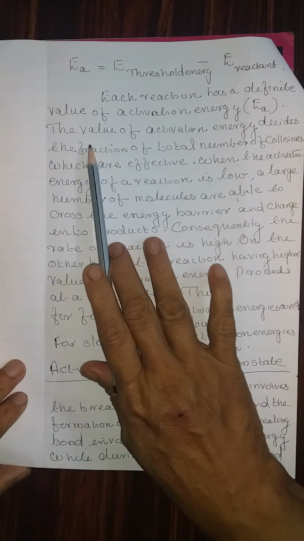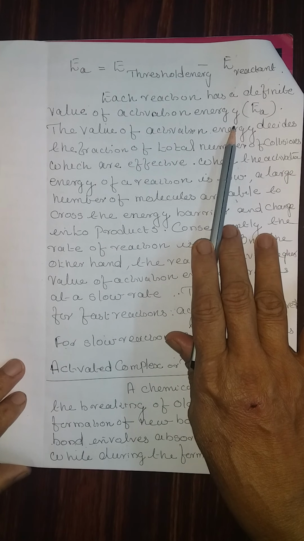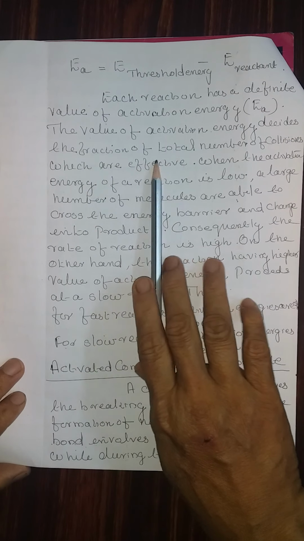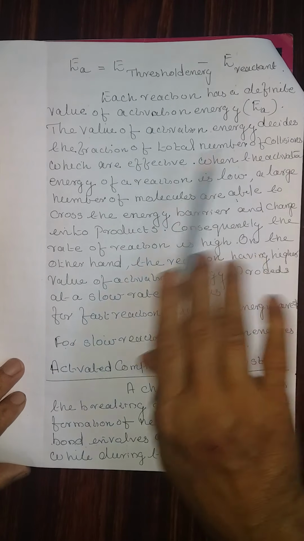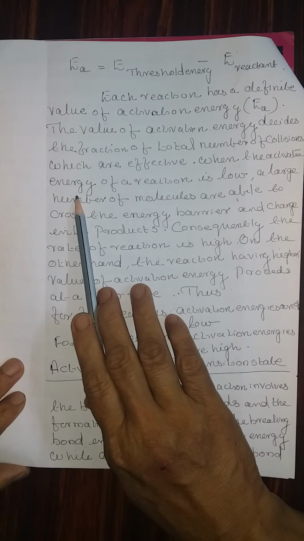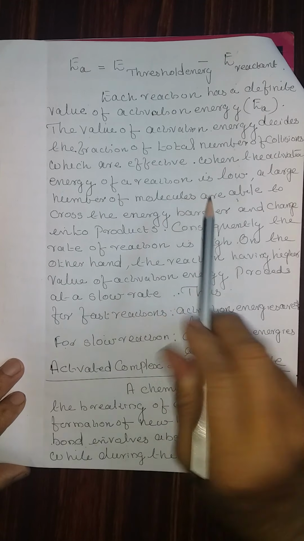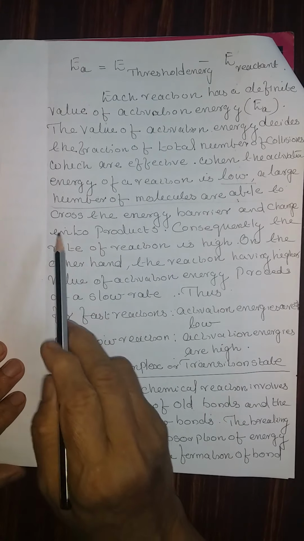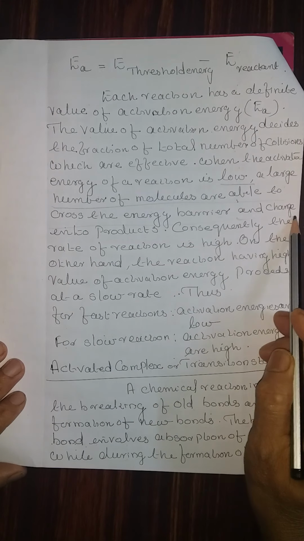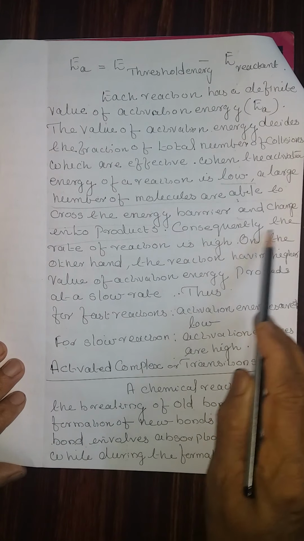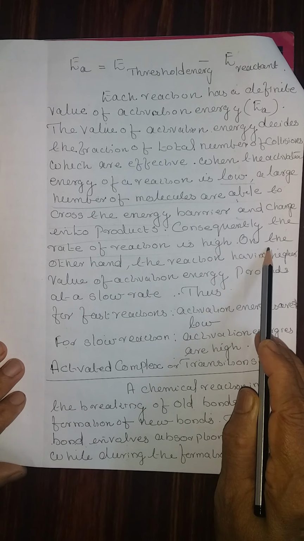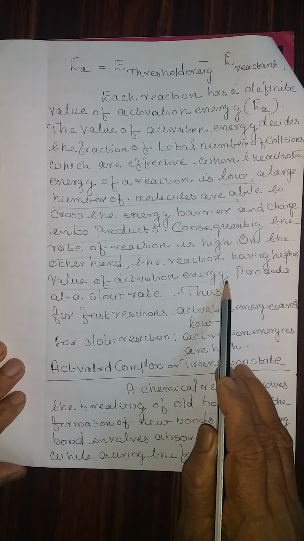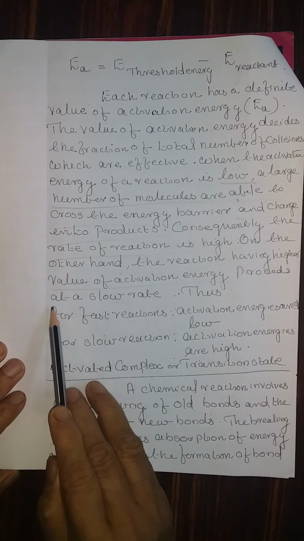Each reaction has a definite value of activation energy. The value of activation energy decides the fraction of the total number of collisions which are effective. When the activation energy of a reaction is low, a large number of molecules are able to cross the energy barrier and change into product. Consequently, the rate of reaction is high. On the other hand, a reaction having a higher value of activation energy proceeds at a slow rate.